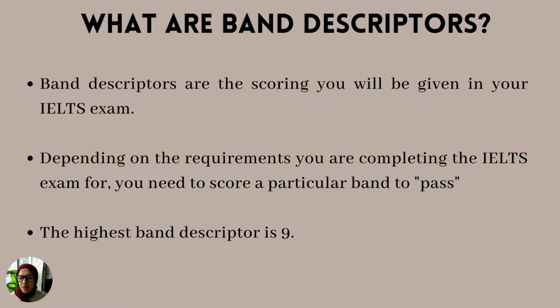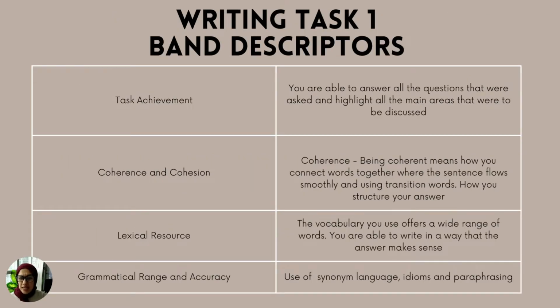So let's get right into the writing task 1 band descriptors. For the writing task 1 band descriptors, you will be marked for 4 particular things. This includes the task achievement, coherence and cohesion, lexical resource, and grammatical range and accuracy.